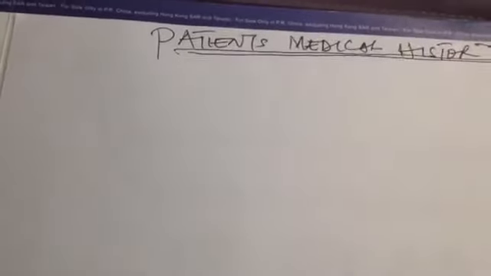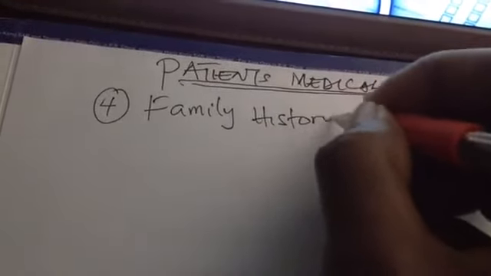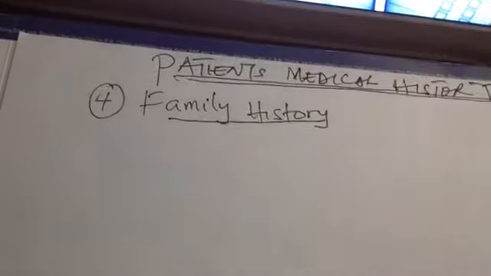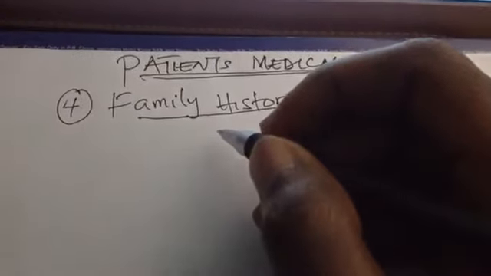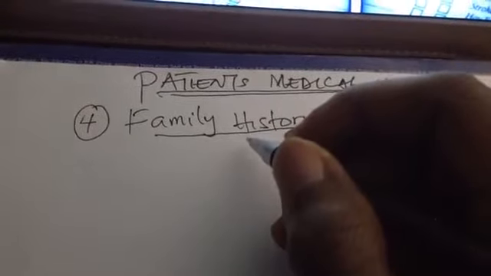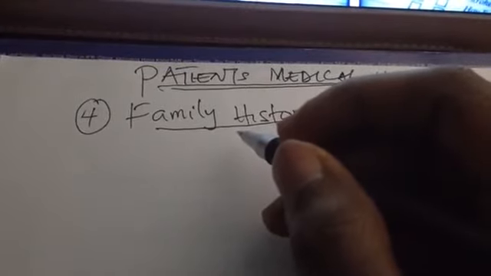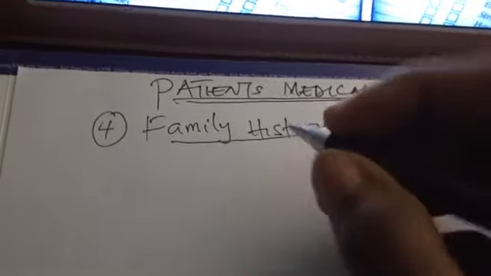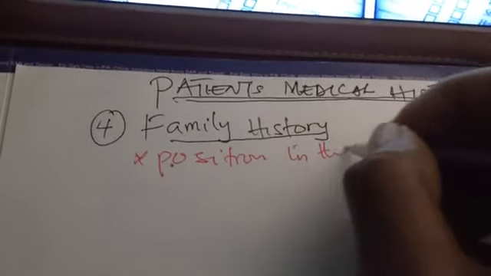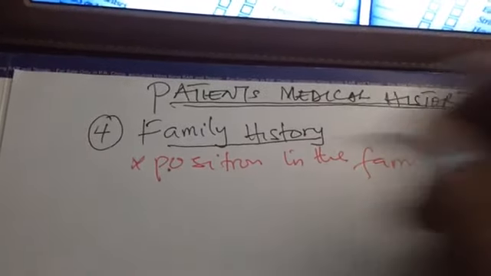The family history is supposed to be number 4 in the section. Taking family history. In the family history, you are going to ask the patient his position in the family. For example, maybe he is second, firstborn or lastborn. So you have to ask him. Position in the family of the patient.